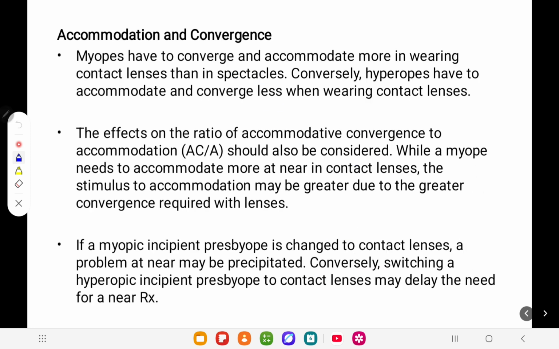Accommodation and convergence is a very important point, because we have already discussed in the optics of contact lenses that whenever a myopic spectacle wearer shifts from spectacles to contact lenses, he needs more accommodation and has to do more convergence at the same time. That's exactly opposite for hyperopia. That's why it's very important to think about accommodation and convergence, especially in patients with a high refractive error, no matter whether hyperopia or myopia. Okay, just pause the video and read all these things.